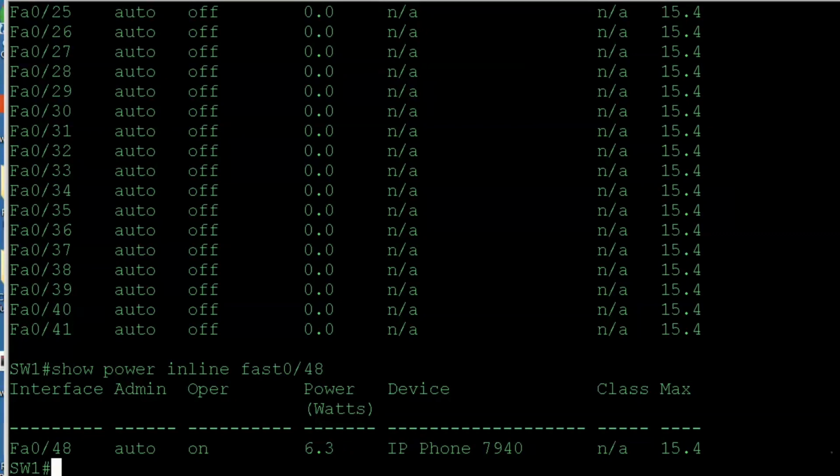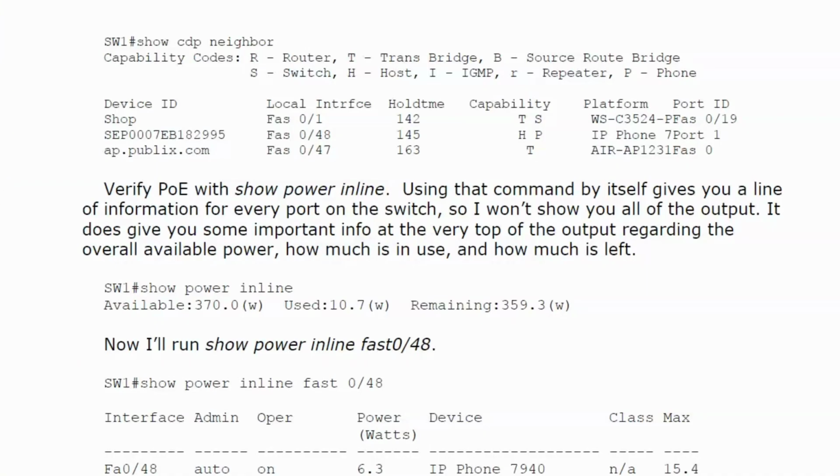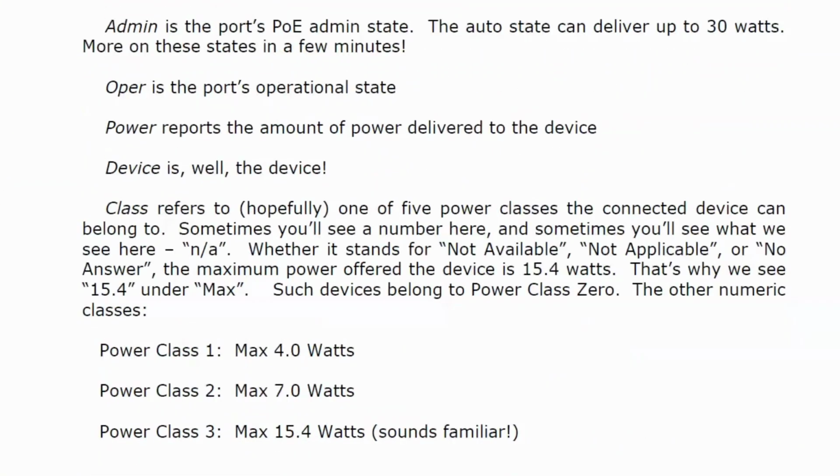Class, we have N/A. We're coming back to that in the beginning of the next video. And max. And actually, let's talk about those last two right now, class and max. The class is listed as N/A, which could be no answer. It could be not available. It could be not applicable. And max is 15.4, but it's not really saying what. It doesn't even say watts like power does. So let's go back up here, and we're going to talk about those classes a little bit.